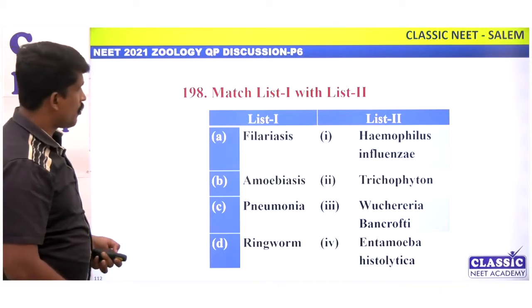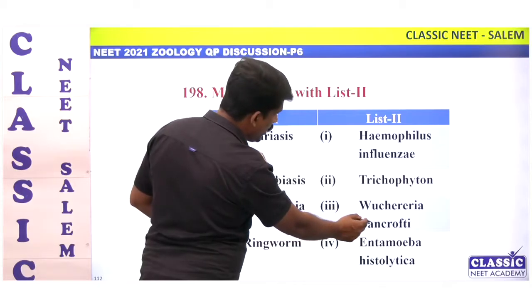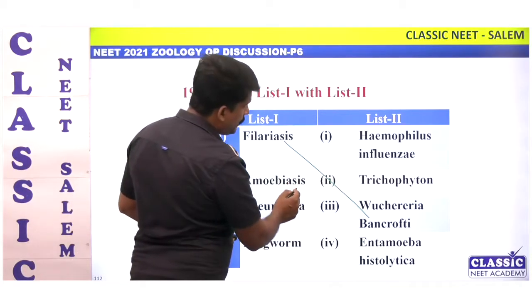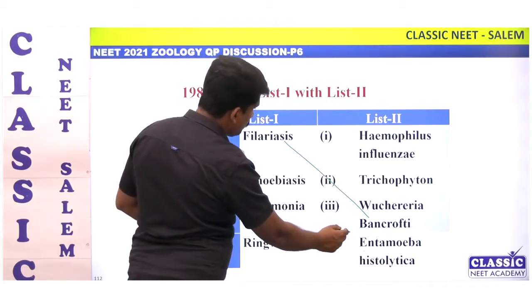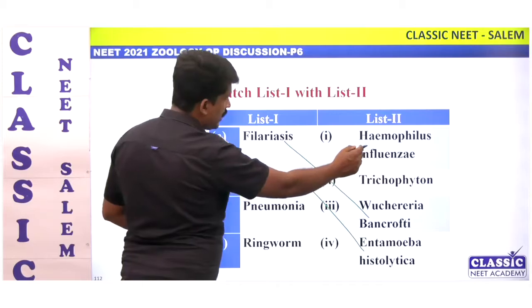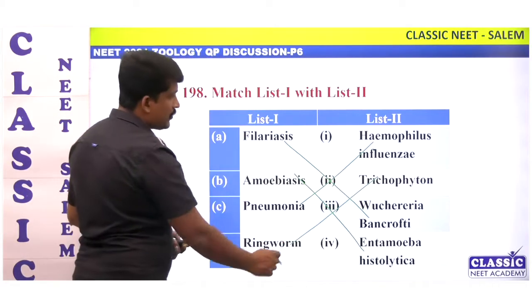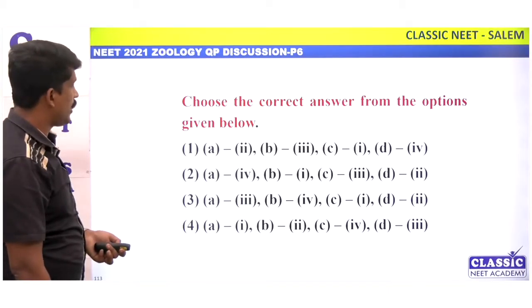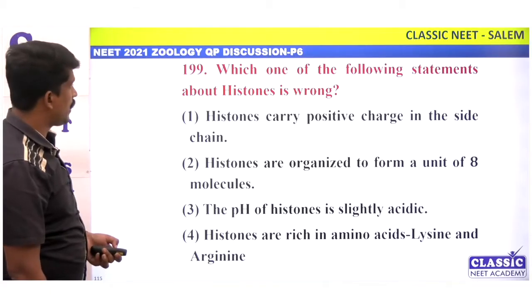Okay, again one more match the following. Filariasis, yeah, elephantiasis you can give to Wuchereria bancrofti, yeah, Wuchereria malayi we have studied. Amoebiasis is a protozoan disease, that is Entamoeba histolytica. Pneumonia, yes, Haemophilus influenzae, and finally the ringworm due to fungi, that is the Trichophyton. And please match it and see, and you will come to know that it is the third option will be given correctly. Yes, now we have the second last question.